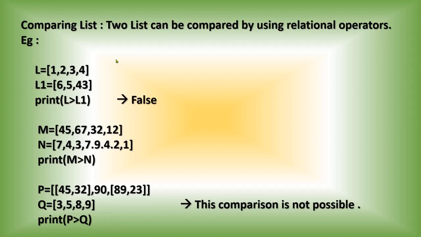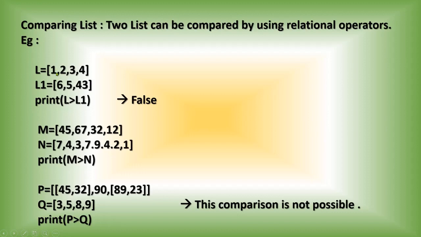Now we can compare 2 lists by using any of the relational operators. Example is written over there. L is one list, L1 is another list, and I just wrote print L greater than L1. L greater than L1 means individual elements of both the lists will be compared, and check which one is greater and which one is less. Here L is greater than L1.